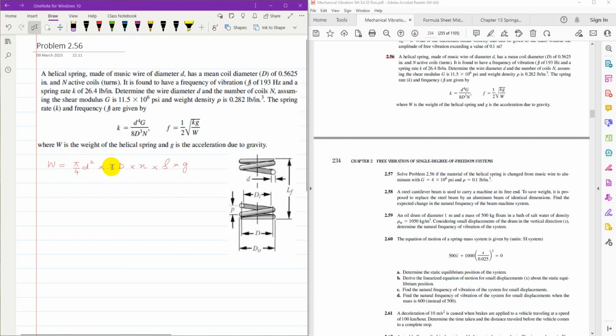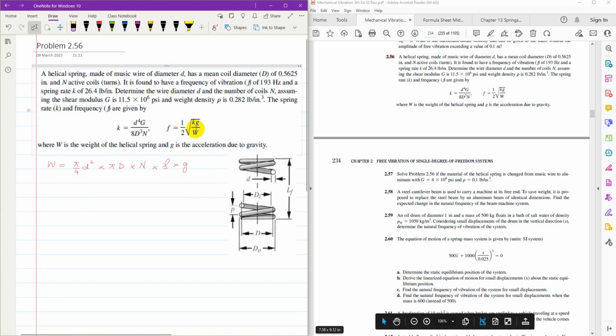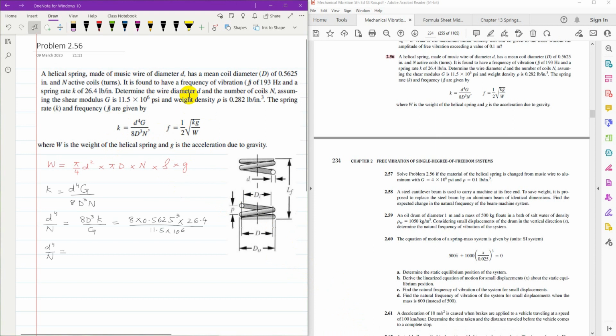That volume times density will give you mass, and times g, so it is weight. But here in this formula, that W is meant to be mass, because usually natural frequency is square root of K over M. So here W is meant to be mass. In this problem, wire diameter lowercase d and number of active coils are required.